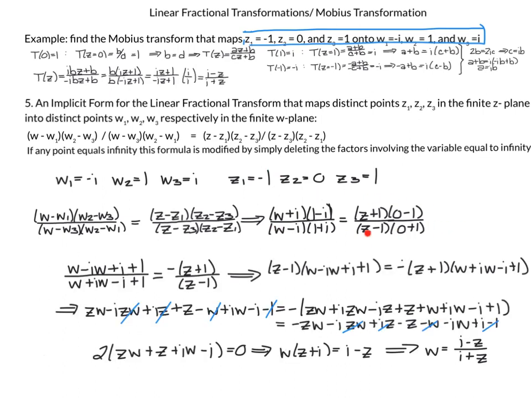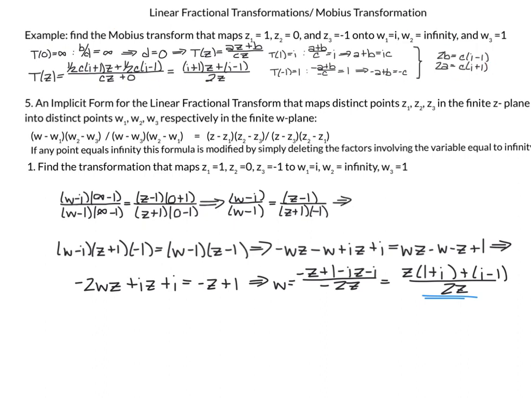And so far this is simpler. The rest is just algebra, so we can verify that we have the same answer as when we did the problem previously. We had this other example we previously worked where we mapped z1 equals 1, z2 equals 0, and z3 equals negative 1 onto w1 equals i, w2 equals infinity, and w3 equals 1. So we used the fact that T(0) equals infinity to find that b/d equals infinity, and we said d is equal to 0. So we got this form of the equation.